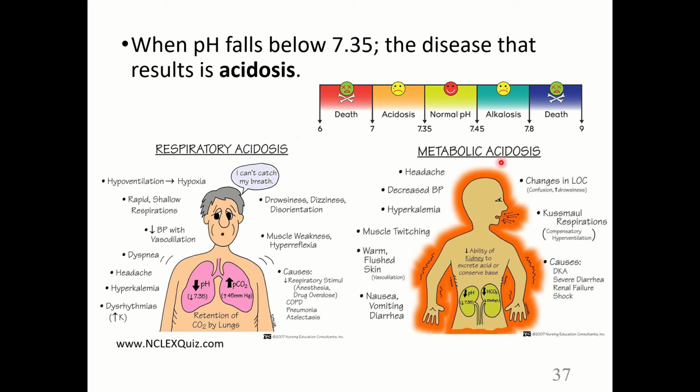Metabolic acidosis occurs when the kidneys are not able to excrete the acids or conserve the base. So the kidneys cannot get rid of hydrogen and they cannot reabsorb bicarbonate. A major component that can lead to metabolic acidosis is diabetes. It can lead to a diabetic coma, renal failure, and shock.